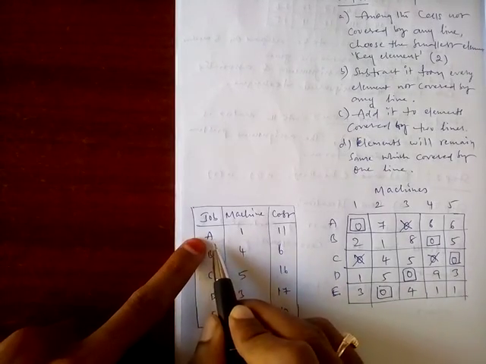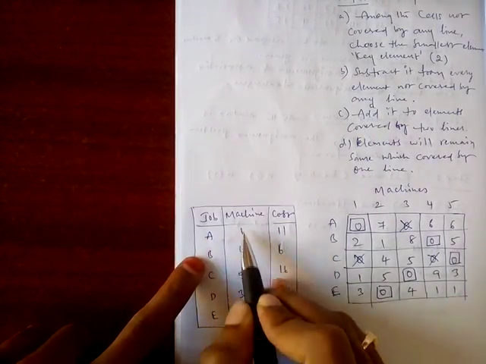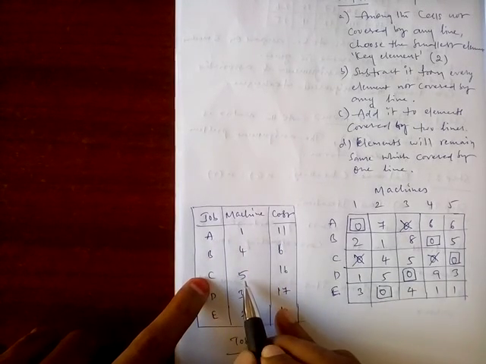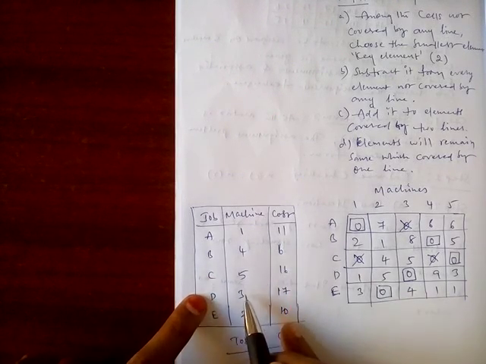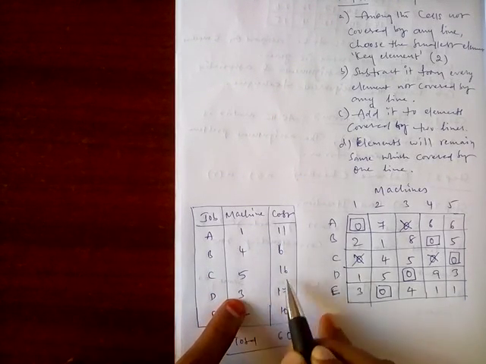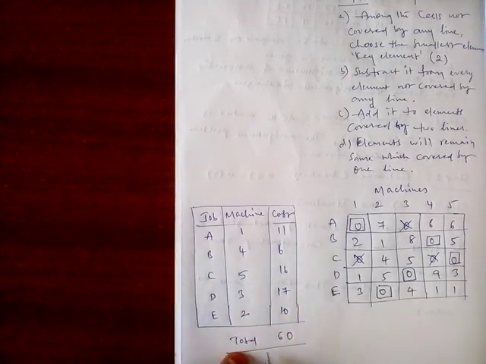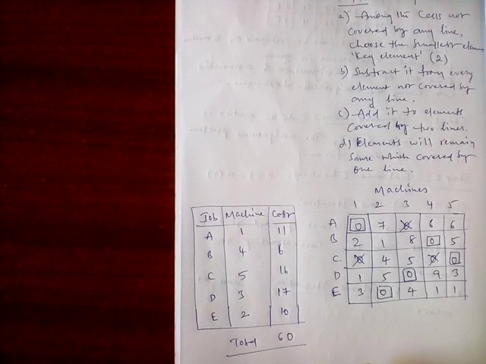So job A is assigned to mission 1, cost is 11. Job B is assigned to mission 4, cost 6. C to mission 5, 16 rupees. Job D is assigned to mission 3, cost is 17 rupees. Job E is assigned to mission 2, cost is 10 rupees. The total is 60. So this is the optimum solution for the assignment problem.